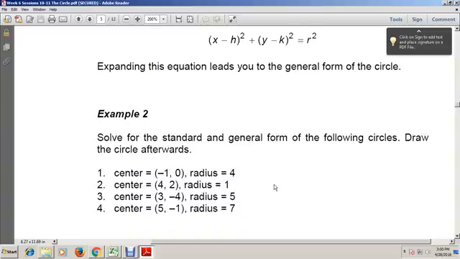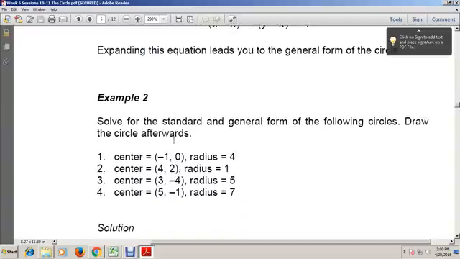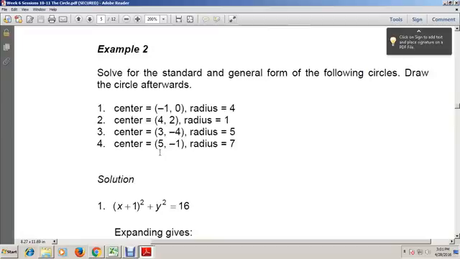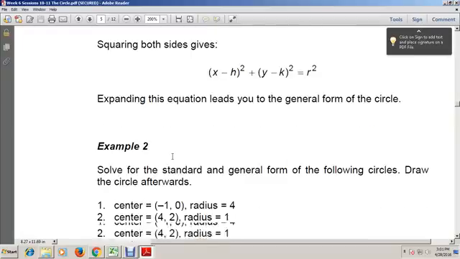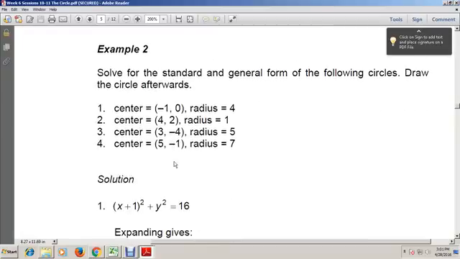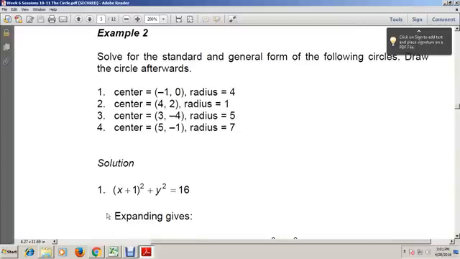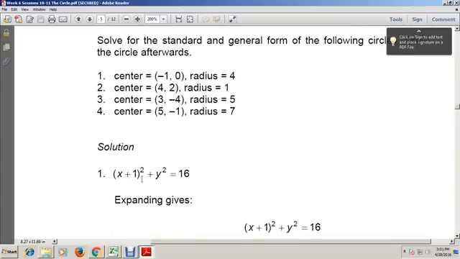Okay, so let's take a few examples. Solve for the standard and the general form of the following circles. Draw the circle afterwards. Okay, so for number 1, we're given the center at point (-1, 0) with a radius of 4. Okay, so making use of the standard form, we have (x plus 1) squared plus y squared is equal to 16. So how did we arrive at this form of the equation?